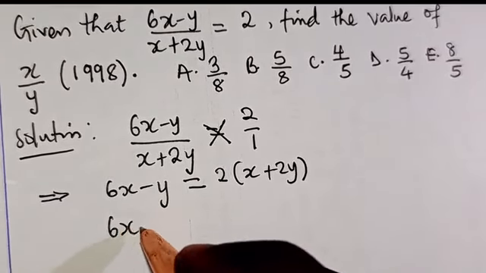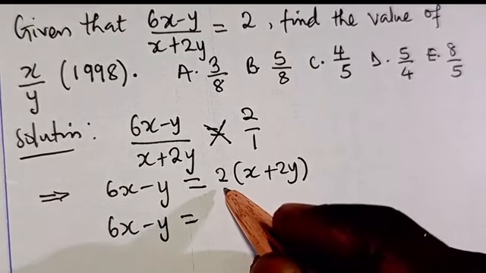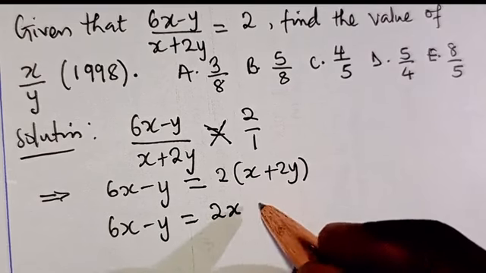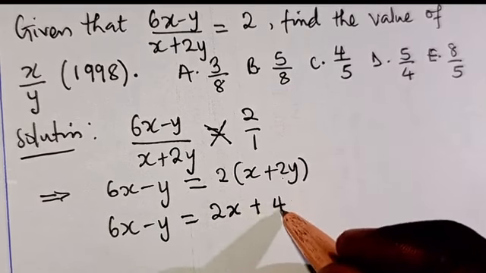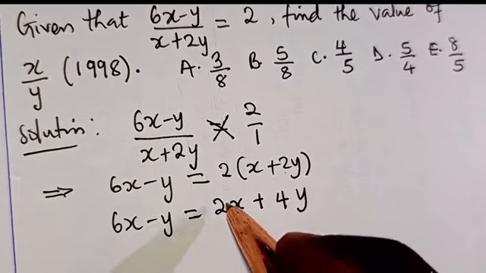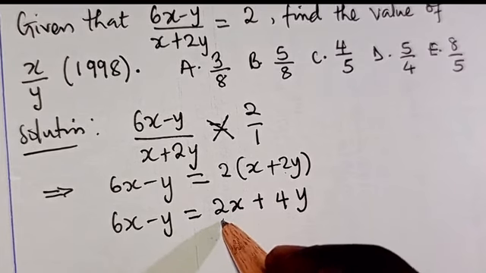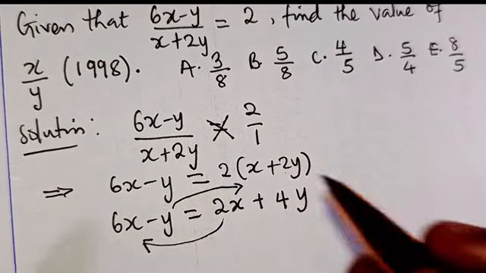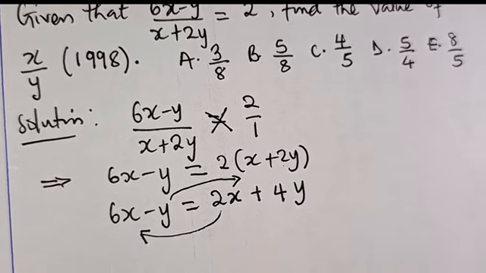We have 6x minus y equals, we use this 2 to open the bracket, 2 is multiplying everything, we have 2x plus 2 times 2, we have 4y. So now from here we transpose, this 2x will be transposed to this and this will be transposed to this, so that is collecting the like terms.